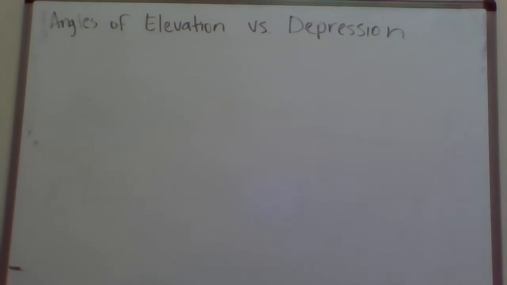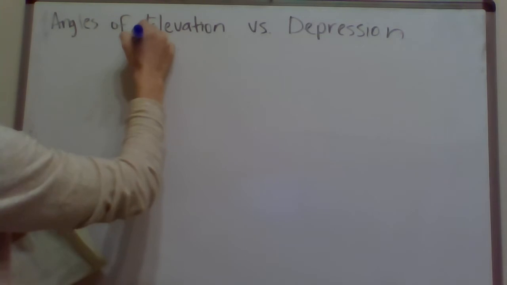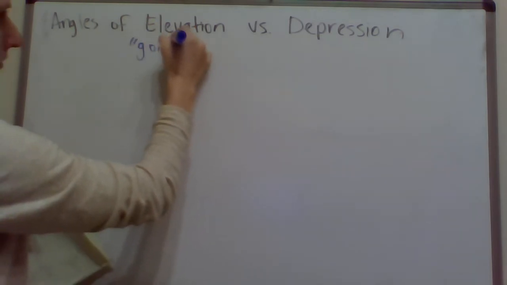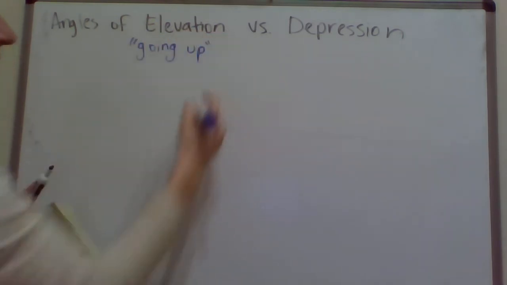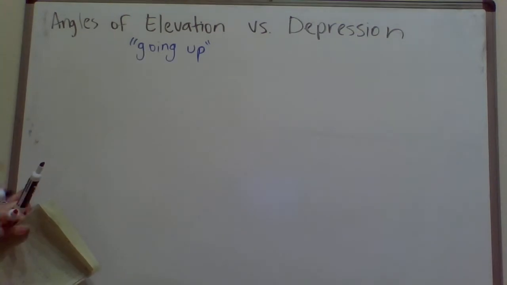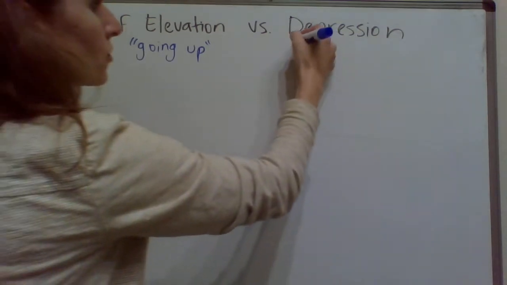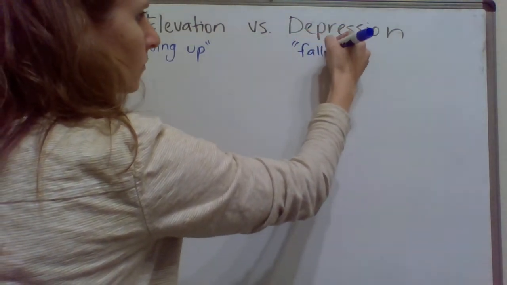We're also going to use these trig functions very frequently in word problems. And in those, a lot of times you're going to see the words elevation and depression. When you think of the word elevate, I need you to think of the phrase going up. And when you think of the word depression, much like we use it in everyday language, I want you to think of the term as falling down.